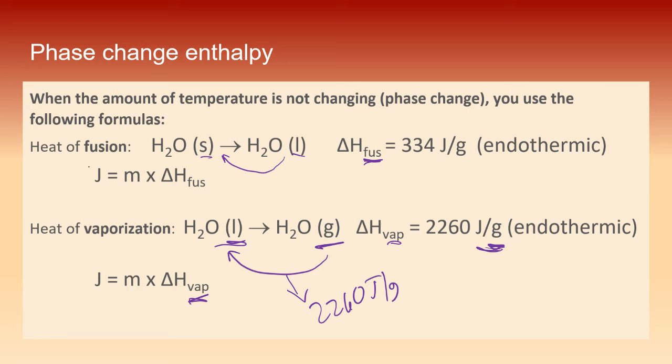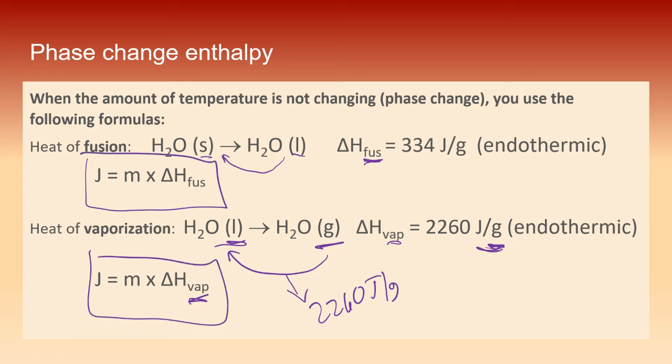So the equations are much simpler. You're just going to take the mass and multiply it by the delta H fusion if it's melting or freezing, and delta H vaporization if it's boiling or condensing. And you're going to use these numbers because we're only going to deal with water.